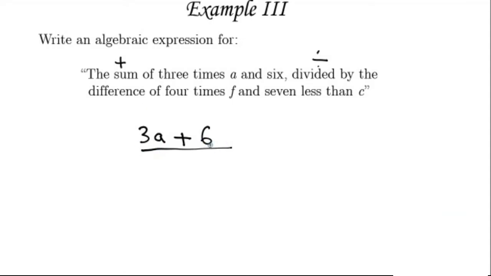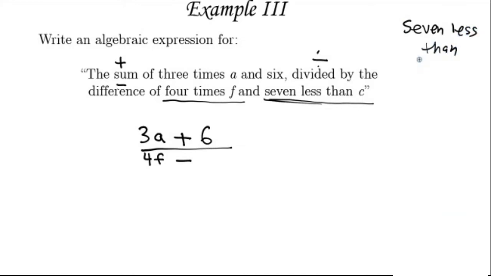I'm taking that entire expression and dividing it by the difference. Difference tells me subtract of 4 times f and 7 less than c. So I am subtracting two things. The difference of 4 times f and 7 less than c. Okay. Difference is subtraction. So first I have 4 times f. A little more complicated over here because again we have that 7 less than c. Remember, 7 less than does not equal 7 minus. In fact, it's going to be something minus 7. What this is telling me is that I have c, and I'm going to have 7 less than that. I'm going to take 7 from c.